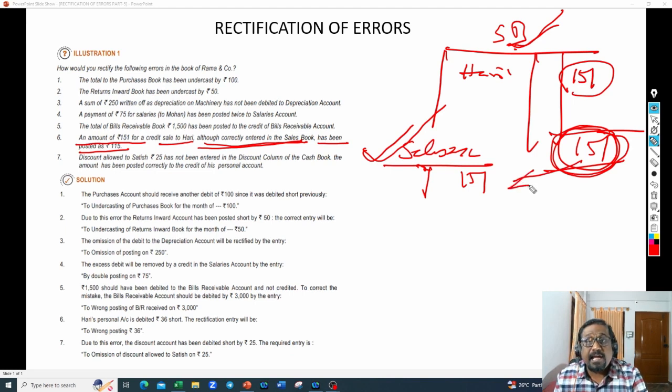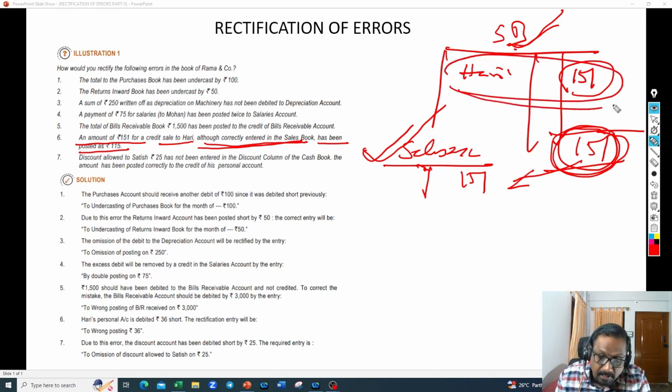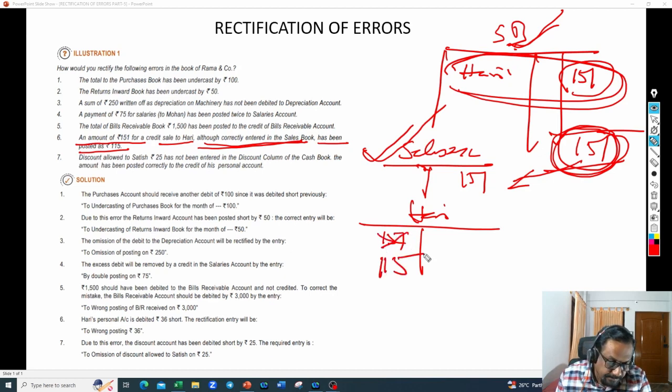Where did that mistake happen? The mistake happened while posting this amount to Hari account. So you need to prepare Hari account. Hari account has to be debited with 151, but we debited 115.